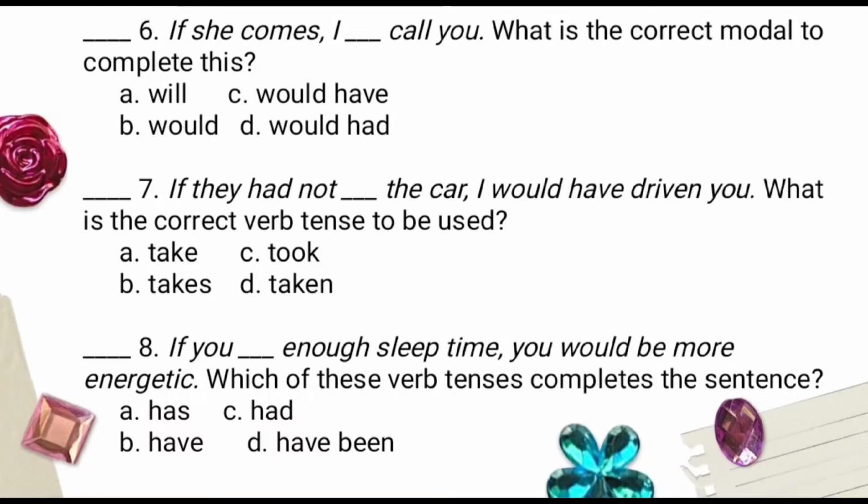Number 7. If they had not blanked the car, I would have driven you. What is the correct verb tense to be used? A, take, B, takes, C, took, D, taken. Number 8. If you blank enough sleep time, you would be more energetic. Which of these verb tenses completes the sentence? A. Has, B. Have, C. Had, D. Have been.